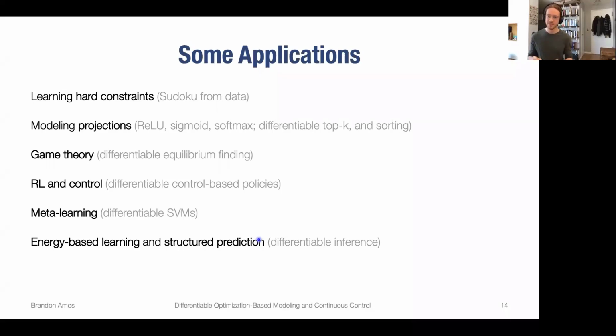In the meta-learning setting, there's quite a bit more to talk about than I have listed here. But differentiable SVMs are an interesting piece of meta-learning that you can do, where you can imagine formulating the SVM hyperplane fitting problem as solving a convex optimization problem. And also in the energy-based learning and structure prediction setting, if you have a convex inference procedure, that's something you can especially imagine differentiating through. Even in non-convex inference procedures, you can also imagine differentiating through that in some other way.